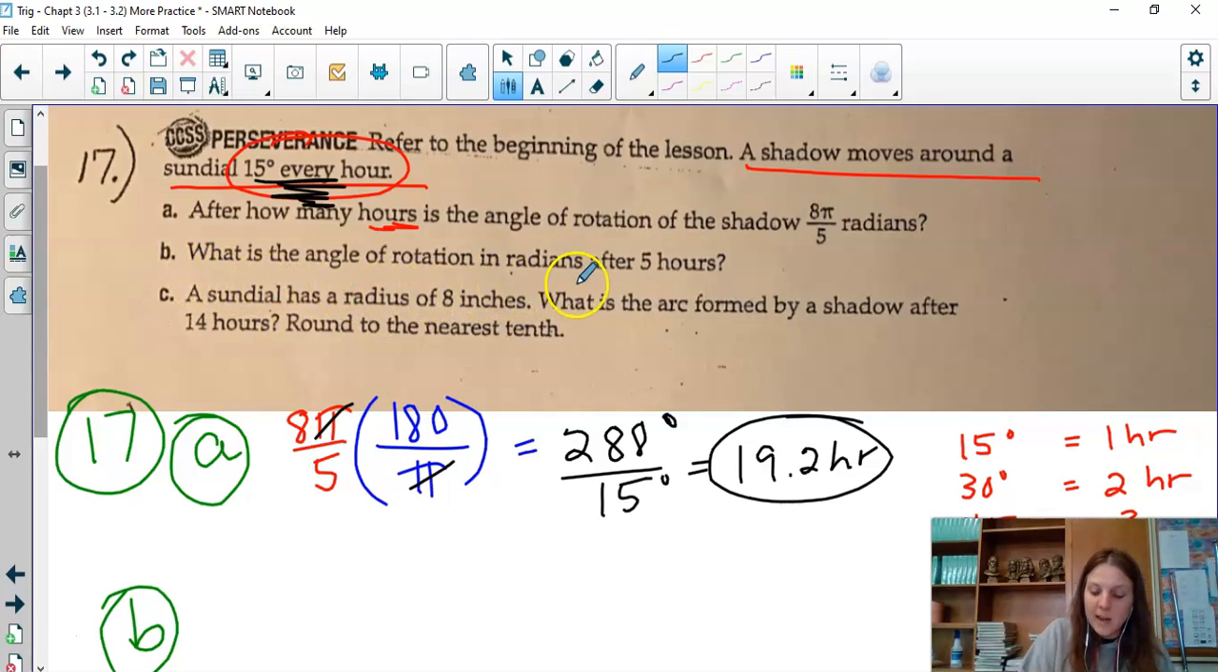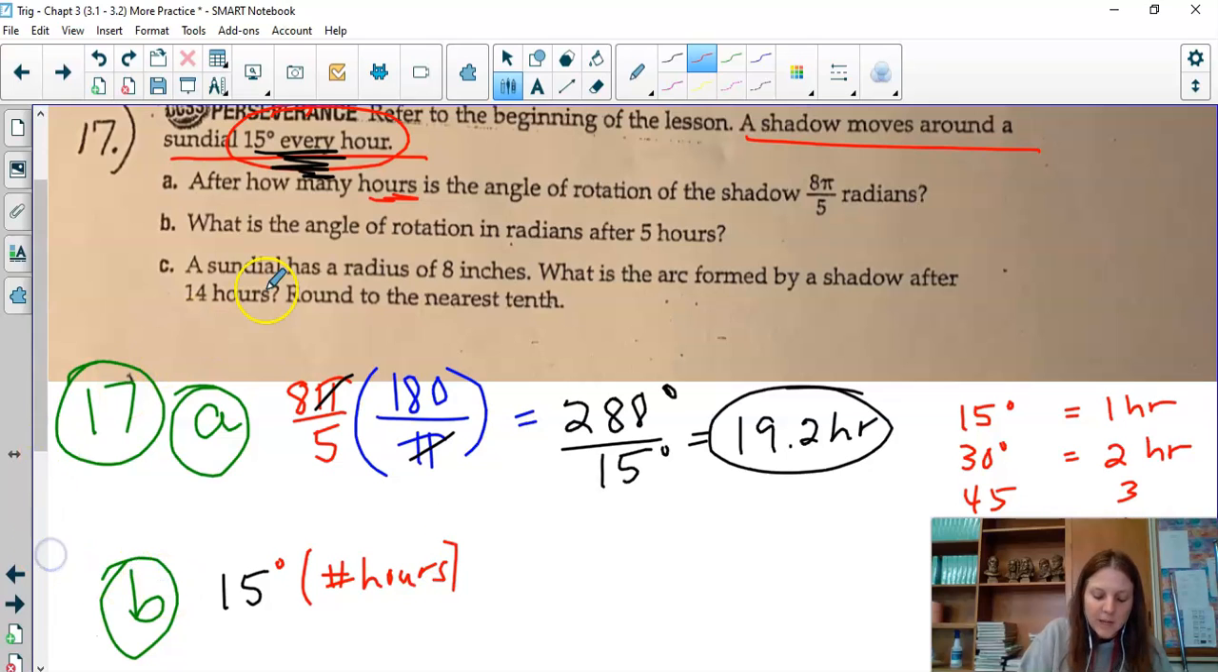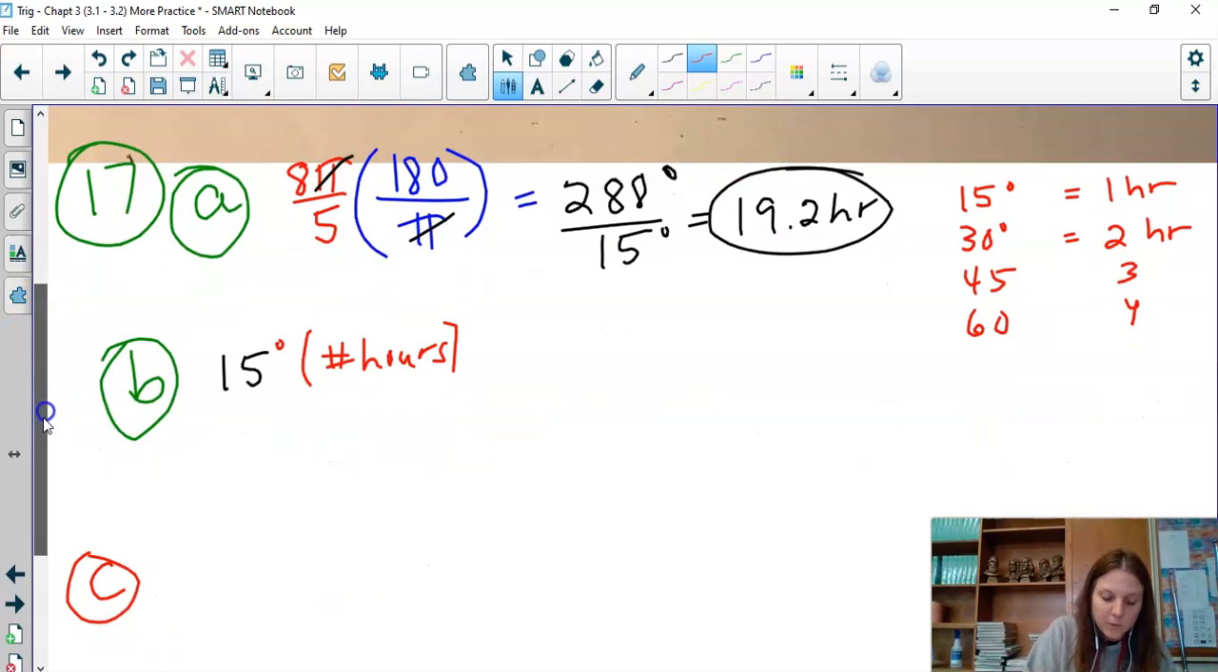What is the angle of rotation in radians after 5 hours? Well, each hour it's 15 degrees. So it's 15, it's 30, it's 45, it's 60. Really, you're just repeatedly adding 15. An easier way to do that is take the 15 degrees times the number of hours. So in this case, we are taking 15 times 5. So let's do that. 15 times 5 hours.